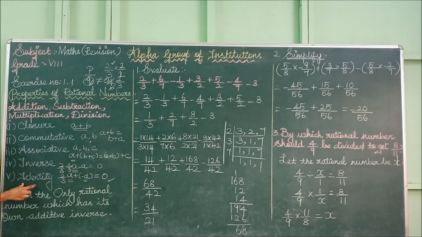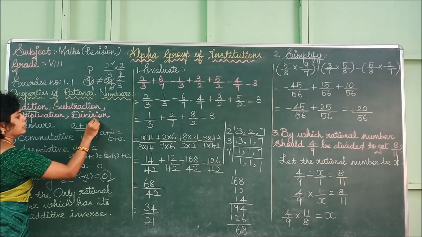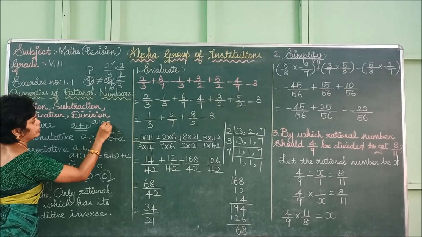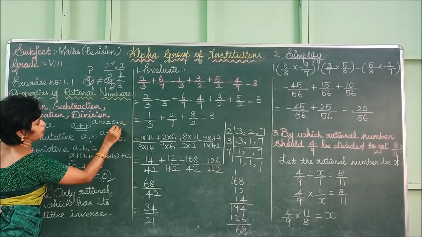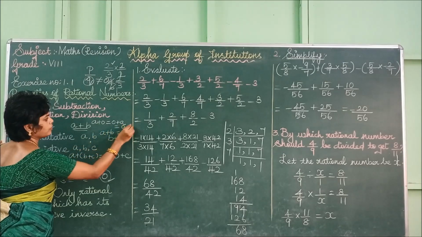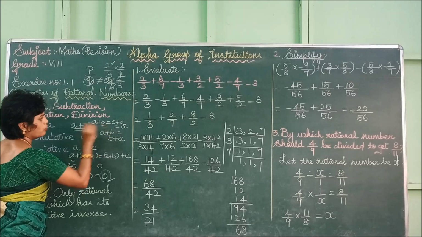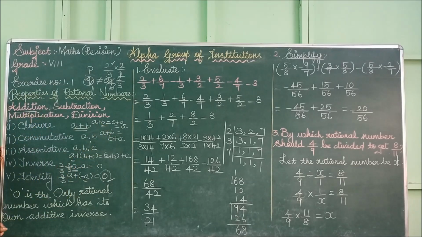Okay. Then what about the identity? Our additive identity is 0. So that means A plus 0 is equal to 0 plus A, which is equal to A. Whenever you add a number with 0, or 0 is added with any number, the result will be that number only. So we can call this 0 the additive identity.